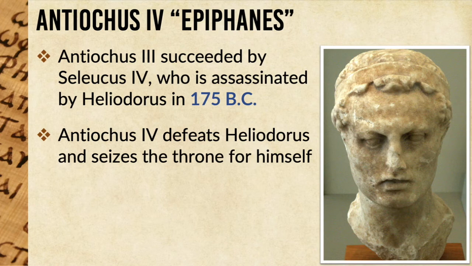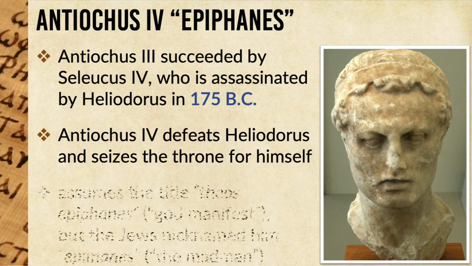He seizes the throne for himself because he actually wasn't next in line for the throne. He isn't the firstborn son, okay? So Seleucus IV is dead. Antiochus IV gets rid of Heliodorus, and then he takes over the throne. He just skips over who should have been the next ruler. He becomes the next king.